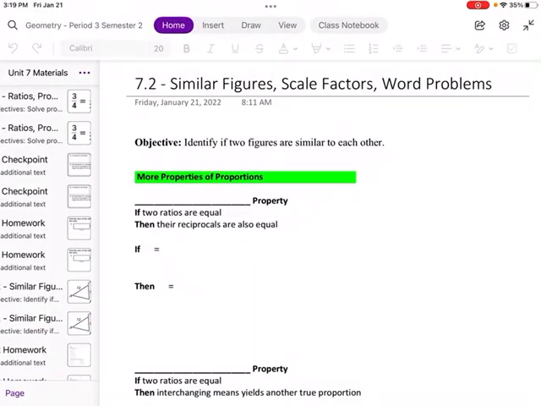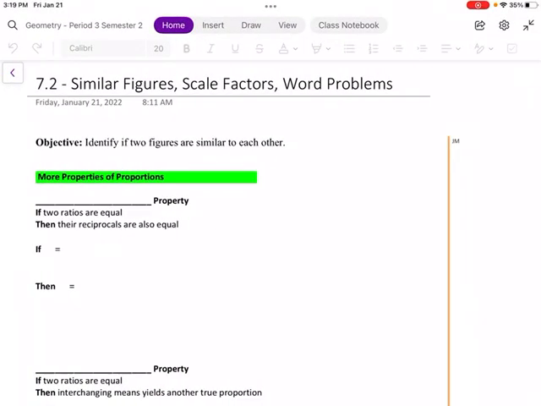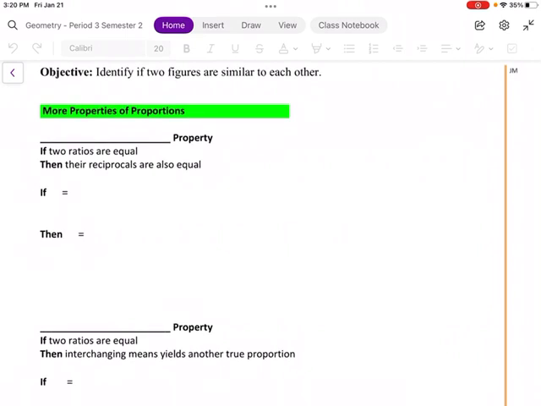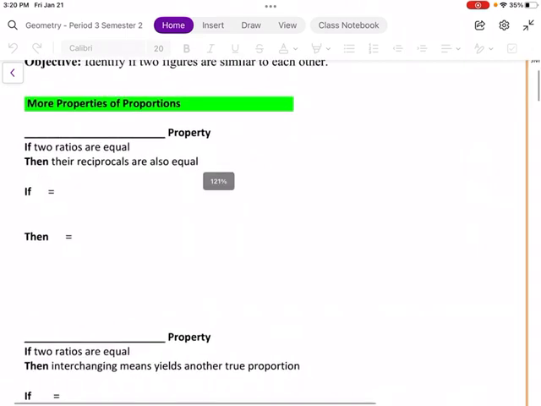Okay. Section 7.2 is on similar figures, scale factors, and word problems. So today we are going to be working on identifying if two figures are similar to each other. We have a few properties that we're going to be going over, and the first one is the reciprocal property.